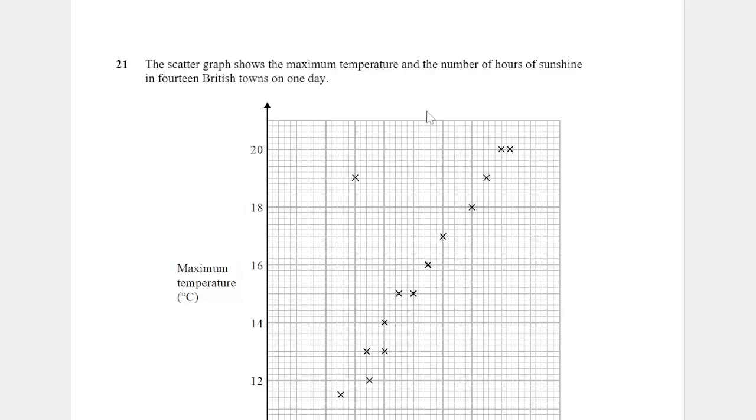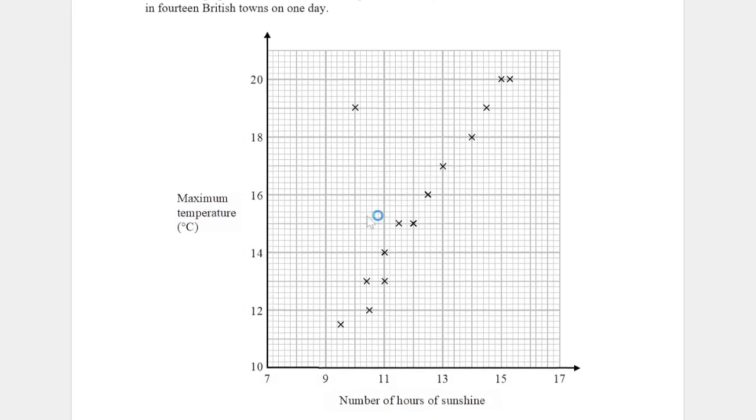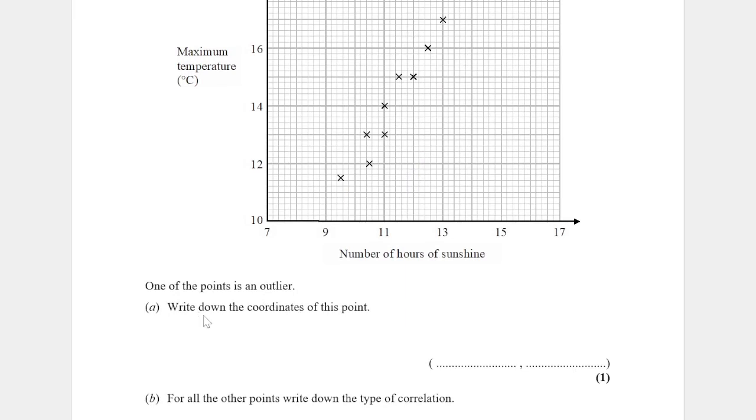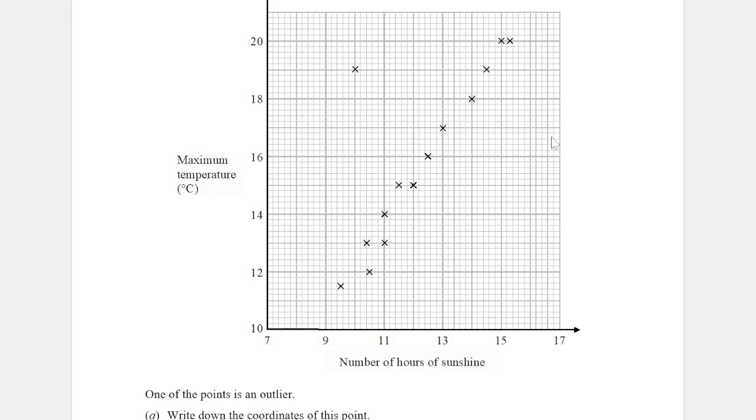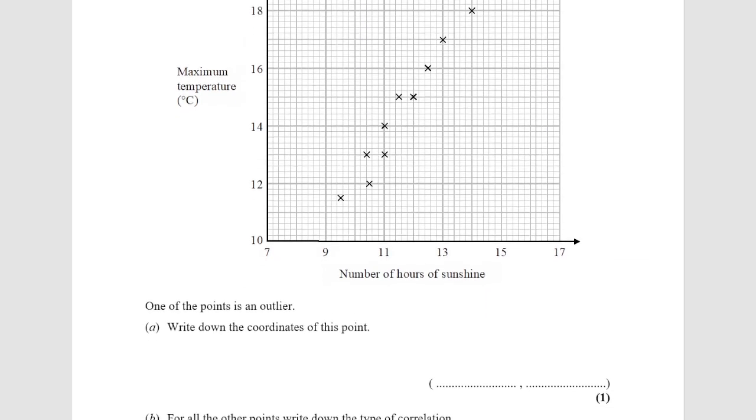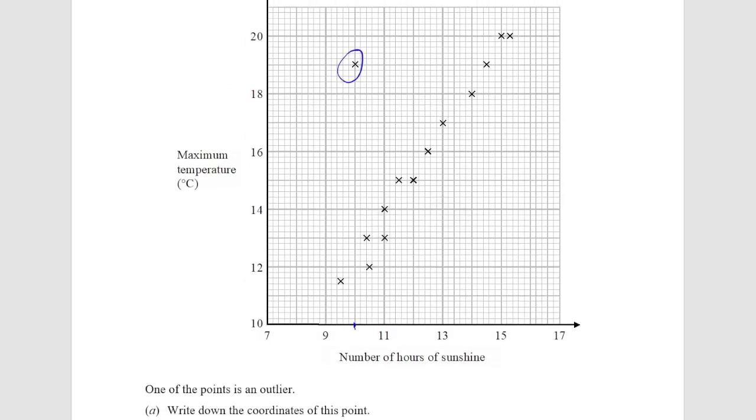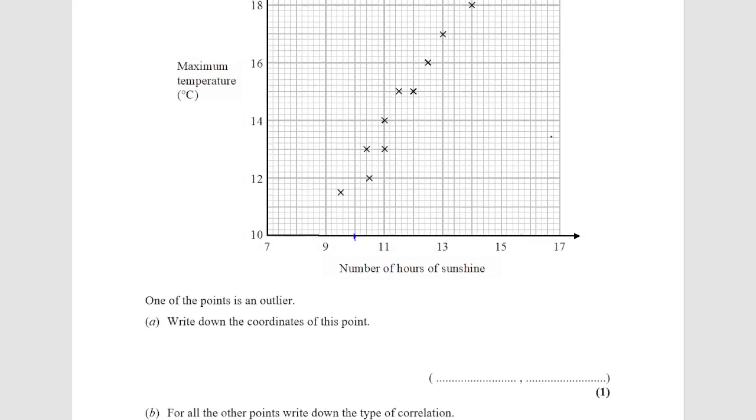Okay, question 1. The scatter graph shows the maximum temperature and the number of hours of sunshine in 14 British towns on one day. So we've got temperatures and we've got number of hours of sunshine. One of the points is an outlier. Write down the coordinates of this point. So an outlier is one that doesn't match with the pattern of the graph. So that's going to be this point here. So I'm going to circle it in blue. And then write down the coordinates of the outlier. So the outlier is at 10, 19. So coordinates are 10, 19.